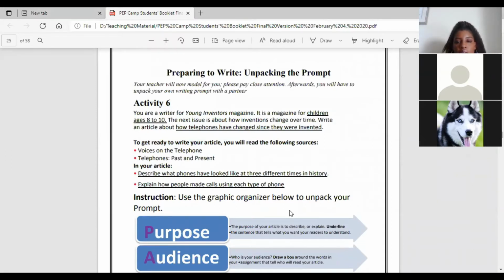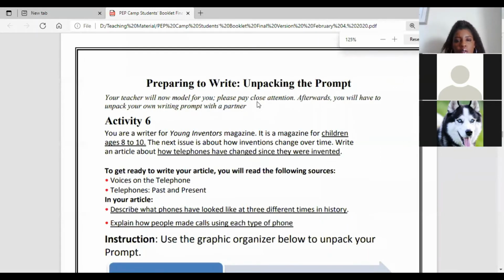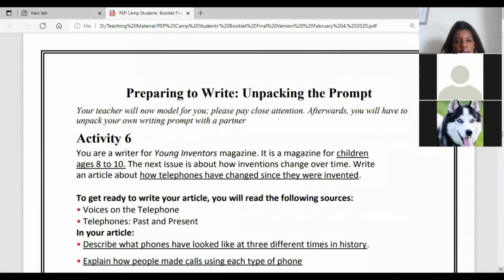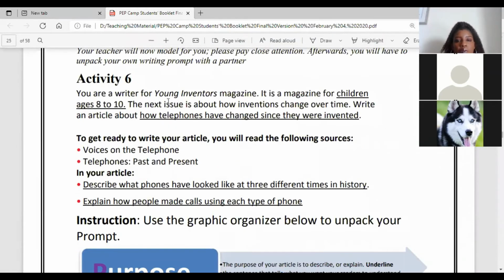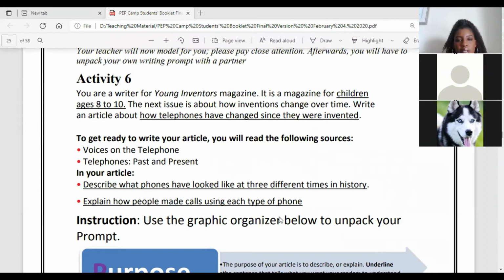All right. So this writing prompt, it says that you are a writer for the Young Inventors magazine. It is a magazine for children ages 8 to 10. All right, I'm admitting other students to the class. So I'm a tad bit preoccupied.